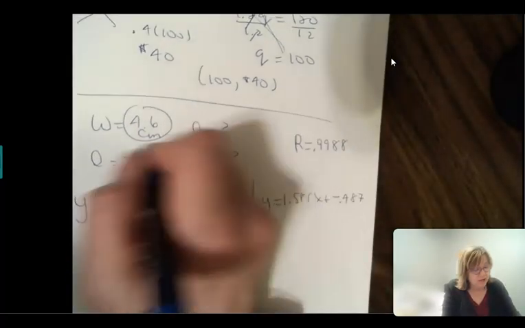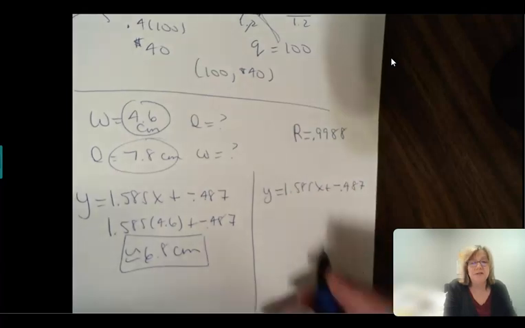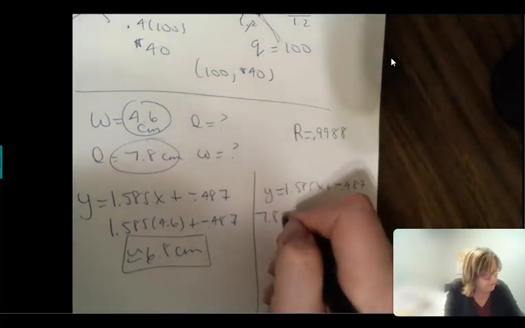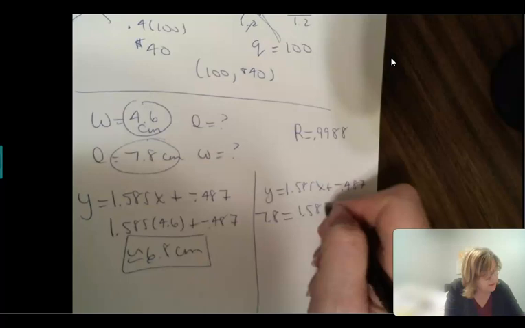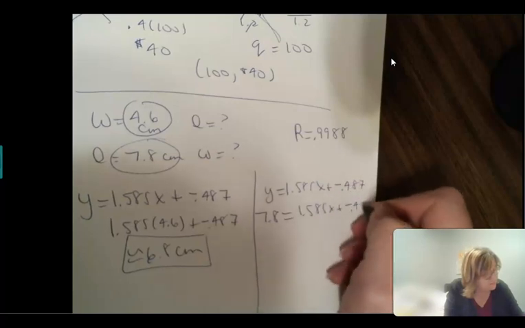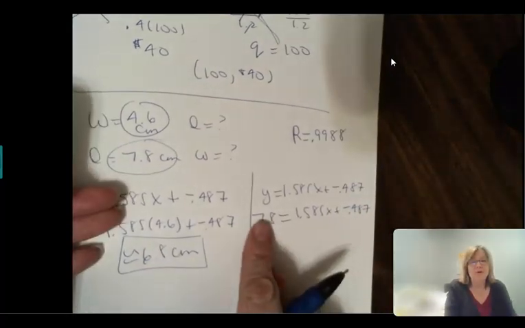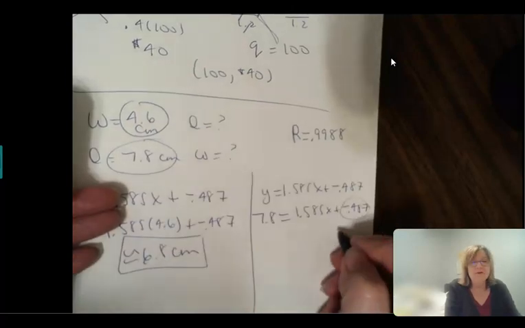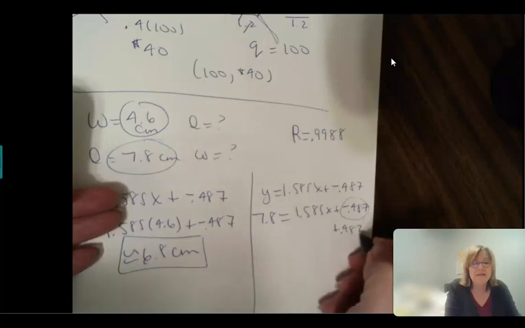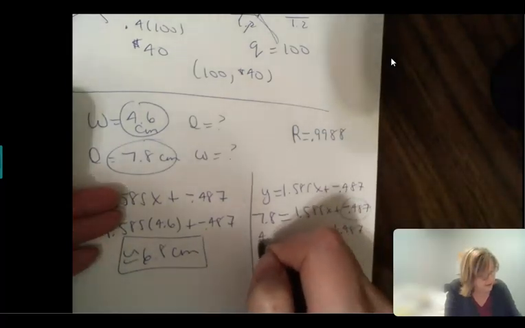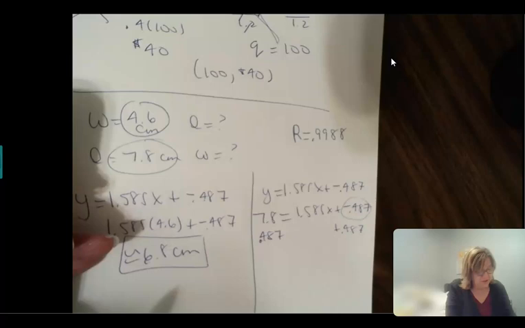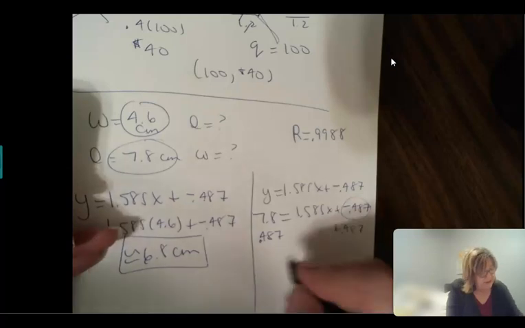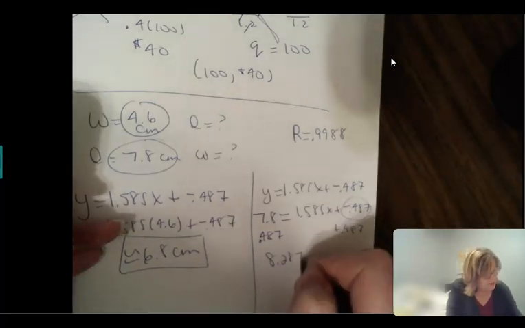Here, the second question, I'm giving you 7.8 centimeters as a length. That is your output. So you're going to put that into your formula where the output goes. Now, in algebra, you always get rid of adding or subtracting first. So you're going to add that 0.487 to both sides as a positive. So I'm going to take 7.8 plus 0.487, and I get 8.287.